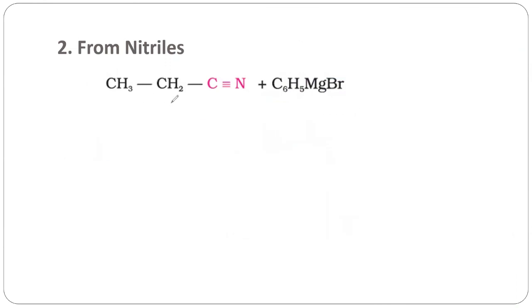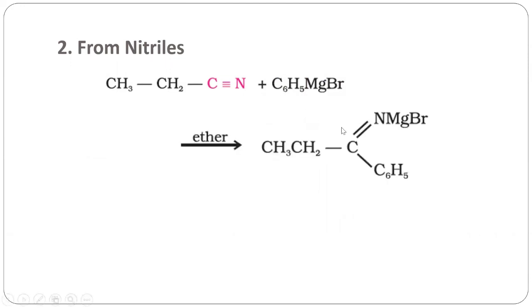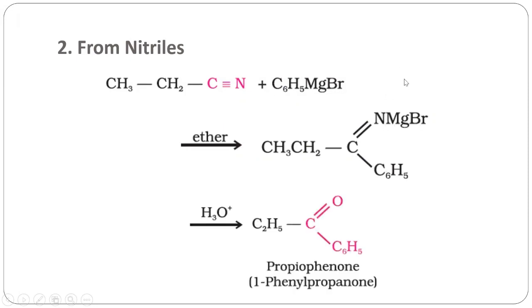So let us look at an example, CH3CH2C triple bond N and C6H5MgBr. The C6H5 will come and attack here and then this will go here. You will get the intermediate C double bond N-MgBr, with C6H5 added here. On hydrolysis, the double bond N-MgBr will be replaced by double bond O. And the product is what you would call propiophenone, or 1-phenyl propanone. We have named this compound in the first video, 1-phenyl propanone.